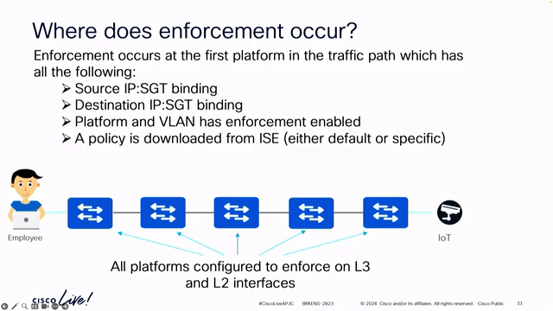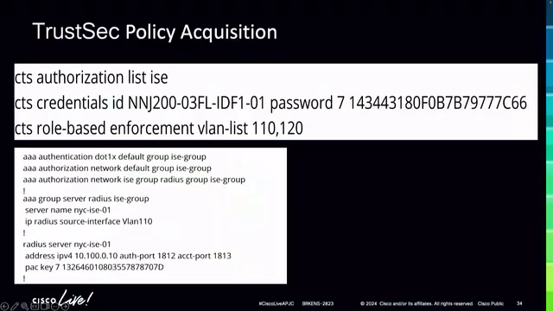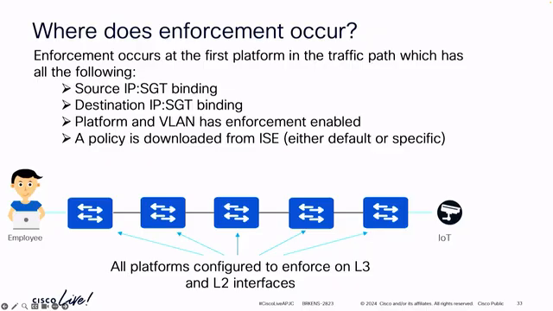So here in this case, as you can see, we have all the platforms configured for layer 3 and layer 2 interfaces. And if I happen to enable propagation between all these links throughout the switch, where do you think enforcement is going to happen?